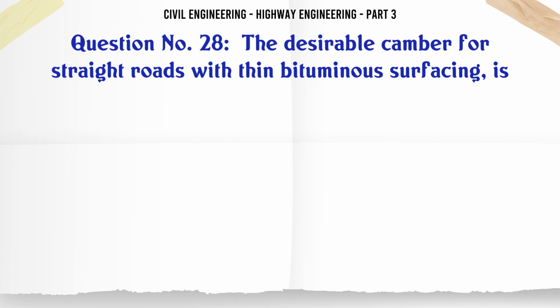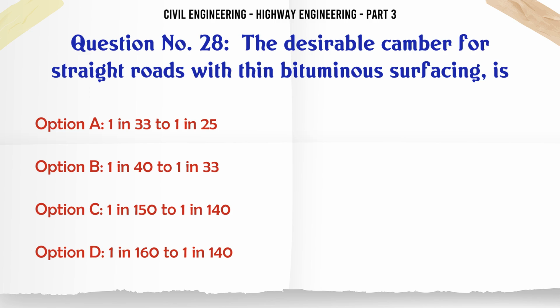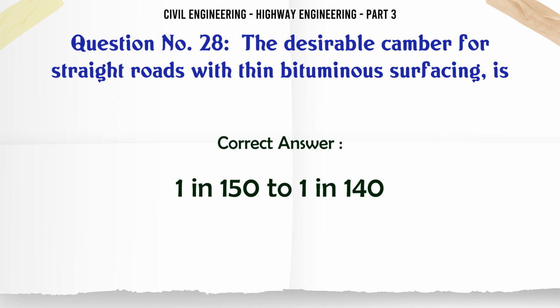The desirable camber for straight roads with thin bituminous surfacing is A. 1 in 33 to 1 in 25, B. 1 in 40 to 1 in 33, C. 1 in 150 to 1 in 140, D. 1 in 160 to 1 in 140. The correct answer is 1 in 150 to 1 in 140.